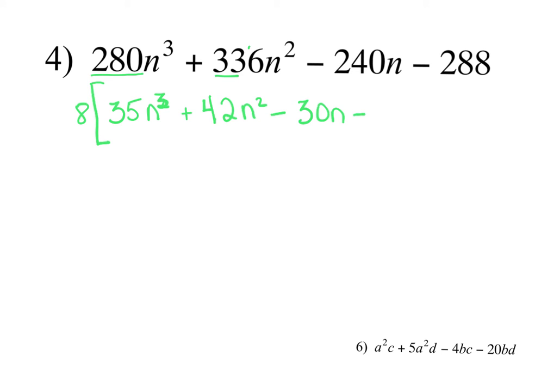And then 288. How many times does 8 go into 28? 3 times, right? With 4 left over. How many times does 8 go into 48? 6 times. So we have our division there. Now we don't have anything in common between all 4 of them, and we can go ahead to our grouping.